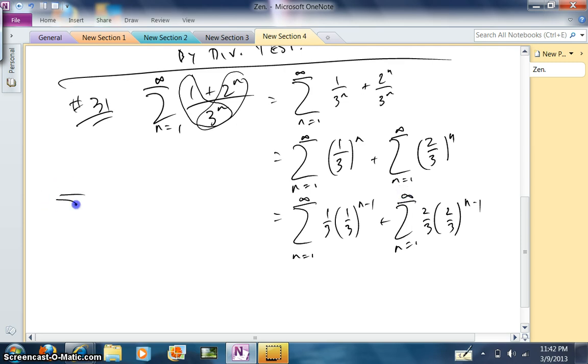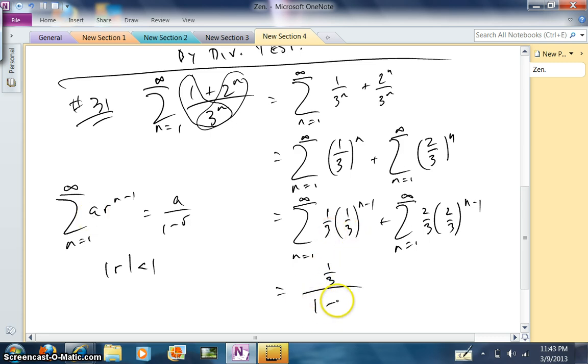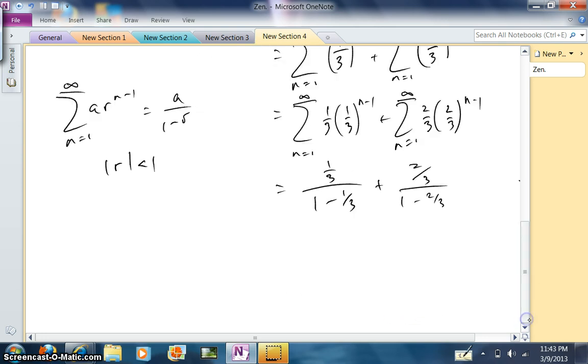Now that is in the geometric series form. It's a r to the n minus 1, n equals 1 to infinity. That's equal to a over 1 minus r, as long as the absolute value of r is less than 1. And we have that in both these cases, so let's just go straight for the formula. The a in this case is 1/3, and then I have 1 minus 1/3, 1 minus r on the bottom. And then here I have a is 2/3, and I have 1 minus 2/3 on the bottom. Let's finish that up. This is 1/3 over 2/3, so it's equal to a half.